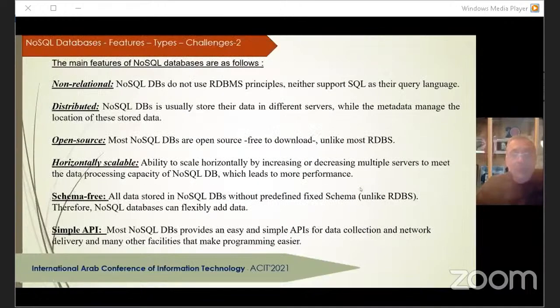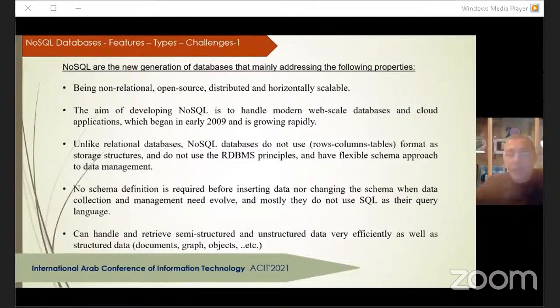NoSQL databases are the new generation of databases that mainly address the following properties. They are non-relational and open source. The aim of developing NoSQL is to handle modern web scale databases and cloud applications, which began in early 2009, and it is of course growing rapidly. There are many features of such database models. The most important is that they can handle and retrieve semi-structured and unstructured data very efficiently, as well as structured data.